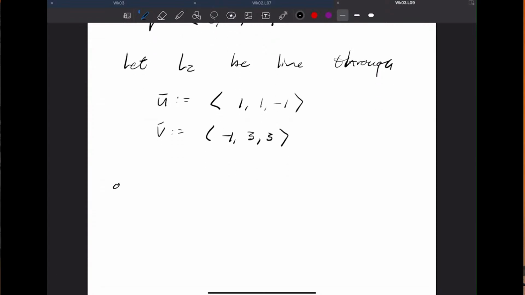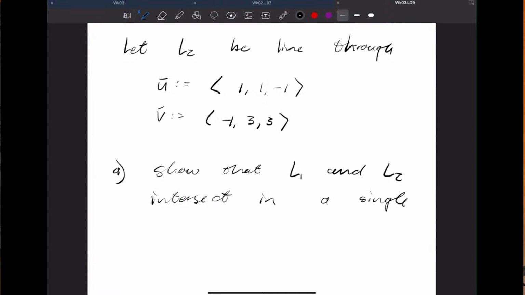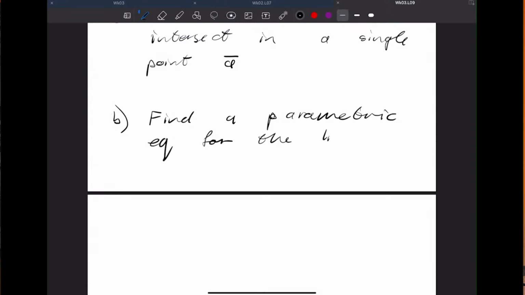Now we have two questions. Number A, show that L1 and L2 intersect in a single point, and let's call that point A. And number B, find a parametric equation for the line through A perpendicular to both L1 and L2.